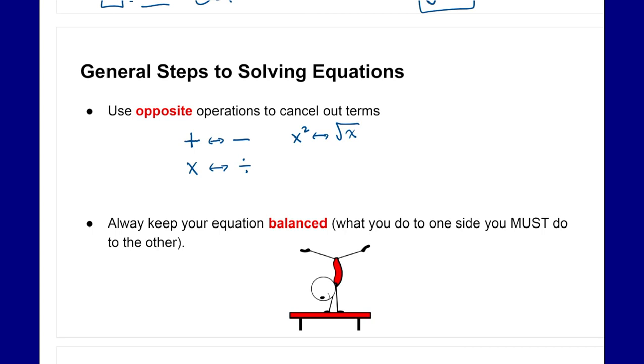The other thing that we want to keep in mind is we want to keep our equation balanced. Similar to that mobile, if we do something to one side, we have to do it to the other. It needs to remain balanced, or in other words, we need to keep our equation the same. If we only do something to one side, that's changing the entire equation. But if I do it to both sides, that's keeping it the same.